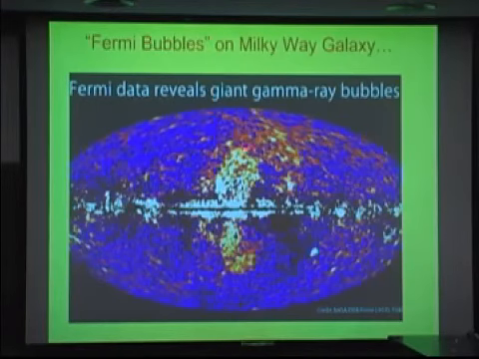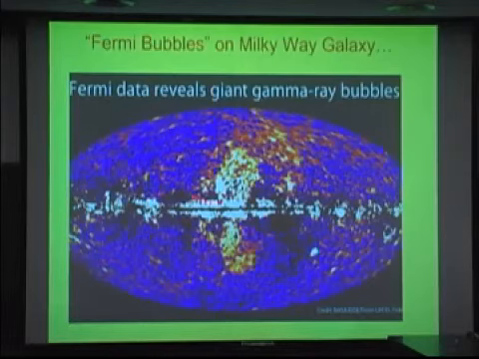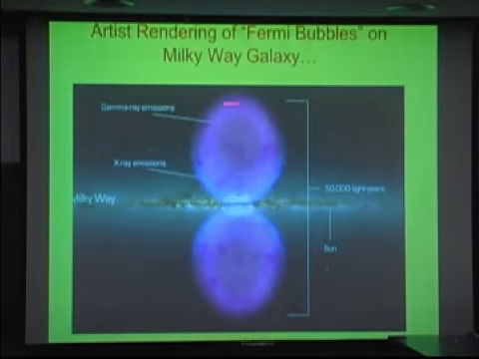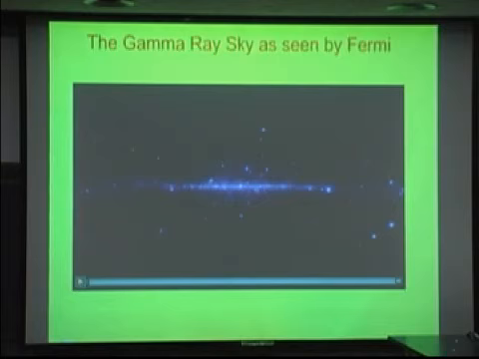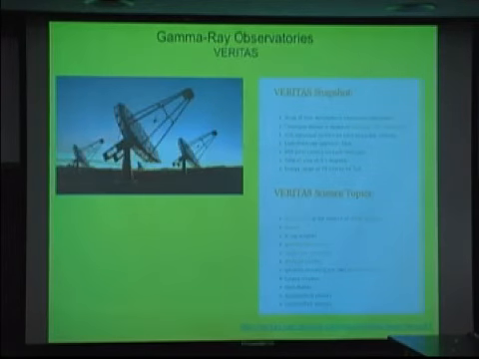Another interesting result from Fermi is these bubbles, showing a much better view through the mind of an artist is shown here. So this is somewhat reminiscent of these interesting objects with accretion disk and jets. It's our own galaxy. Another little video showing the gamma ray sky seen by Fermi.